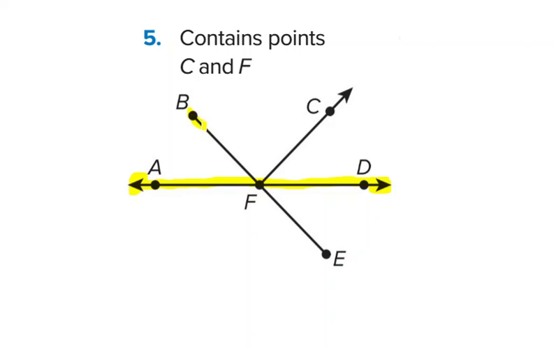B, E. That's going this way, right? Okay, now that's a segment because it's got an end point here and it's got an end point right here. There's no line on it. But C and F is this one. And if I was going to write it, I would have written it F and C because it starts at F, it goes right through C and keeps going like a laser.